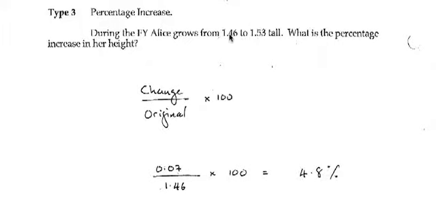So in this case, going from 1 meter 46 to 1 meter 53, your change is 7 centimeters. Your original height was 1 meter 46, and to turn it into a percentage, the same as the previous style, you times by 100. So percentage change, change over original times 100.